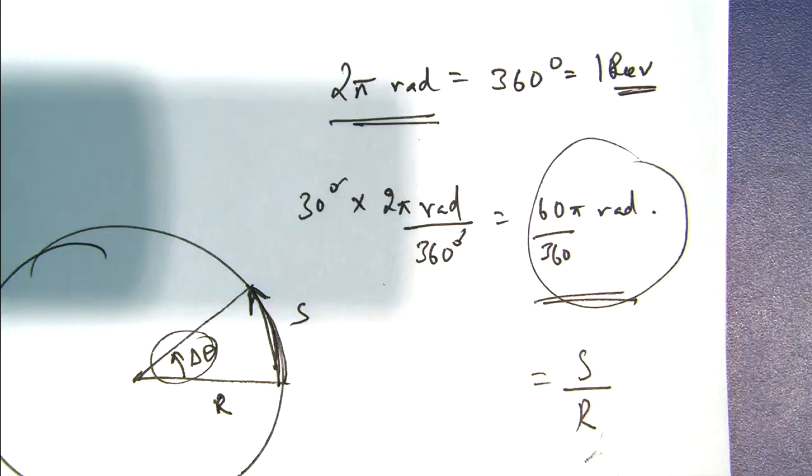And when you use radians for angular displacement, the length of arc traveled, the actual physical distance moved, can be related to the angle change. It's a simple ratio. S over R is equal to delta theta. Everyone with it? Okay.